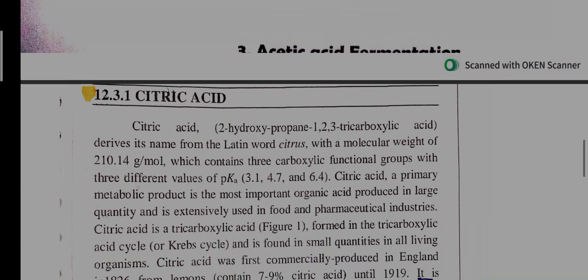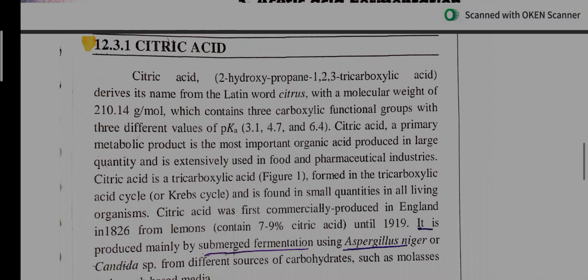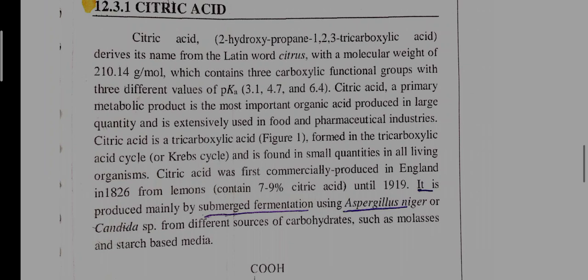Next is citric acid. Citric acid or 2-hydroxypropane-1,2,3-tricarboxylic acid derives its name from the Latin word citrus. It has a molecular weight of 210.14 grams per mole, and contains 3 carboxylic functional groups with 3 different values of pKa, that is 3.1, 4.7 and 6.4. Citric acid is a primary metabolic product, is the most important organic acid produced in large quantity and is extensively used in food and pharmaceutical industries.